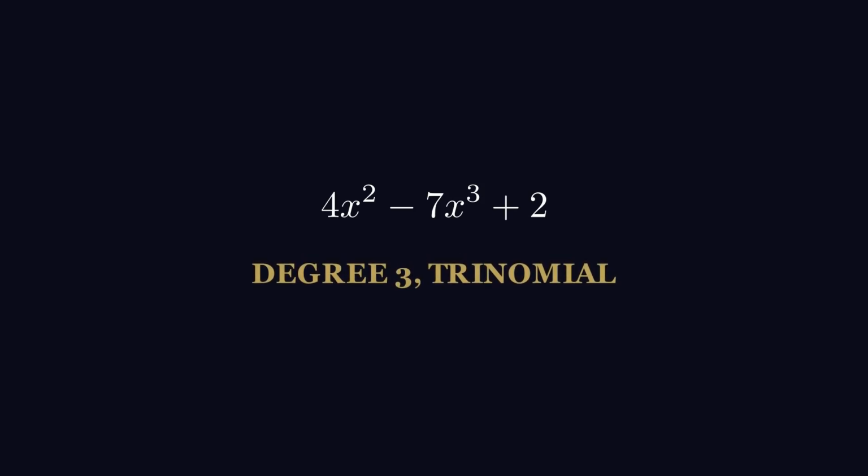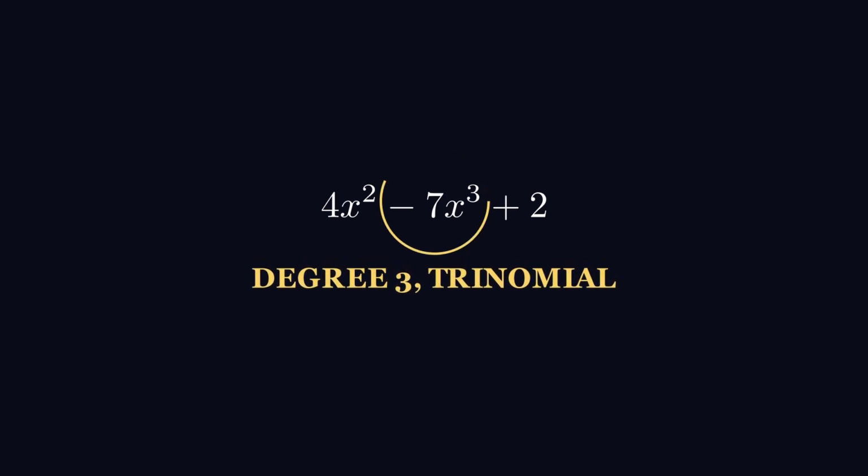1. Name this and give its degree. 4x squared minus 7x cubed plus 2. Degree 3, and it's a trinomial. Biggest exponent's the 3 hiding on that negative 7x cubed. Order don't fool me, and it shouldn't fool you.